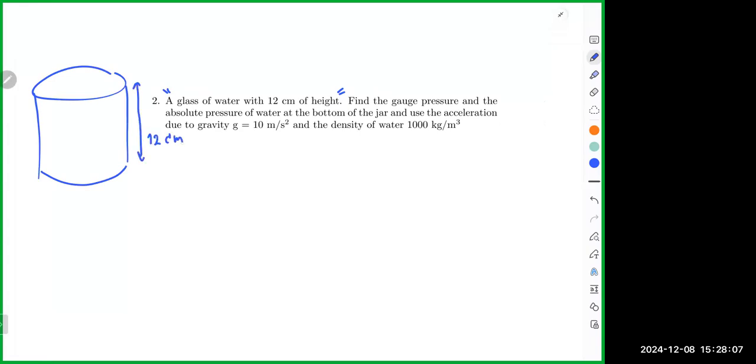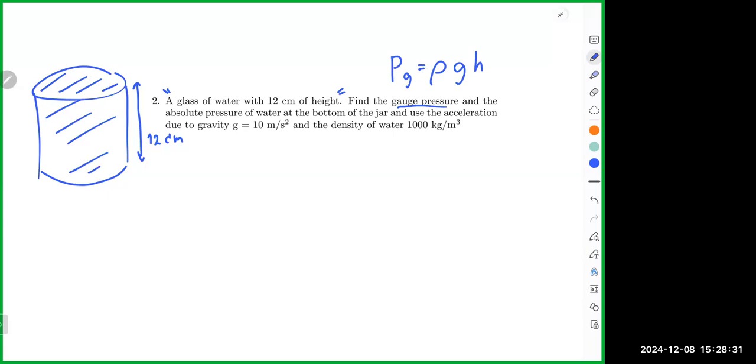12 centimeter height. Okay. Find the gauge pressure. Oh, gauge pressure. P_G is rho g h. Okay, this assumes that it contains all water.